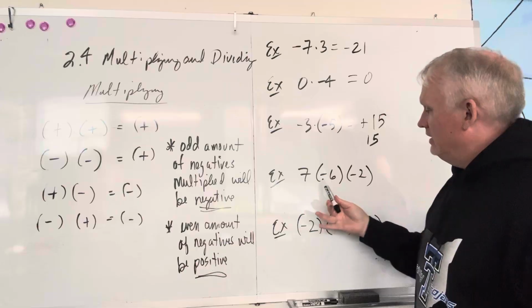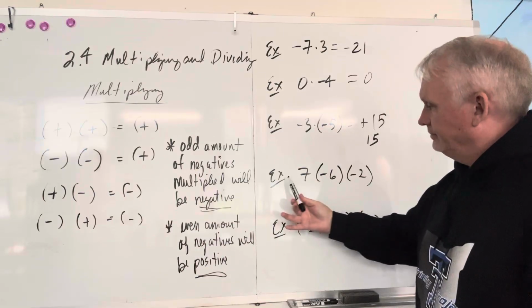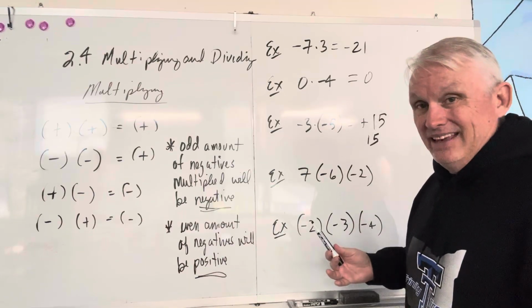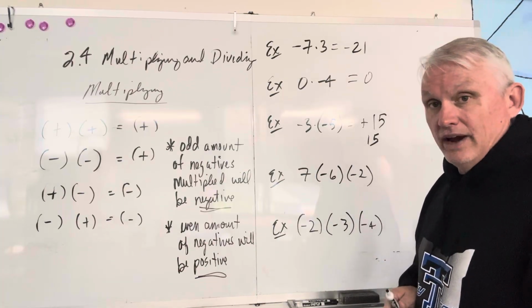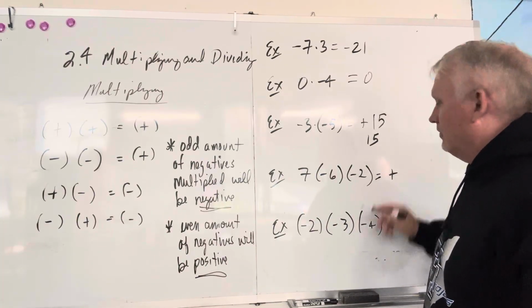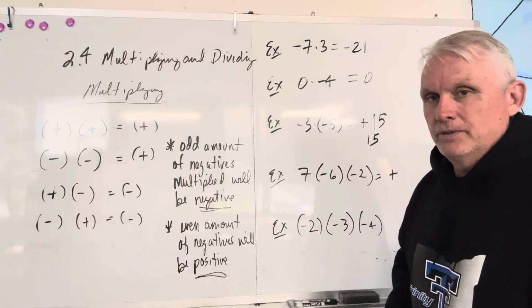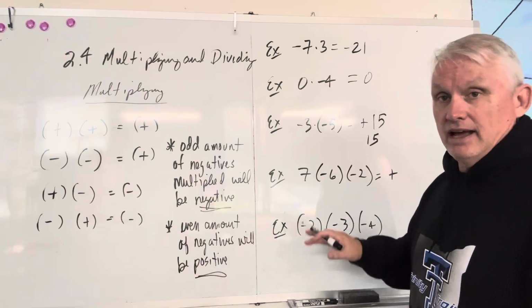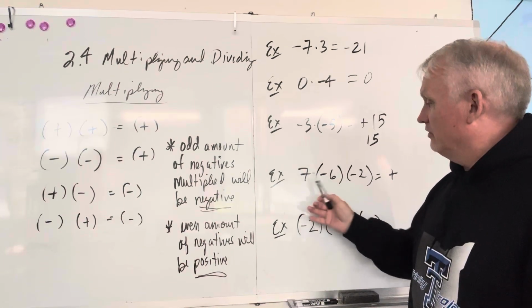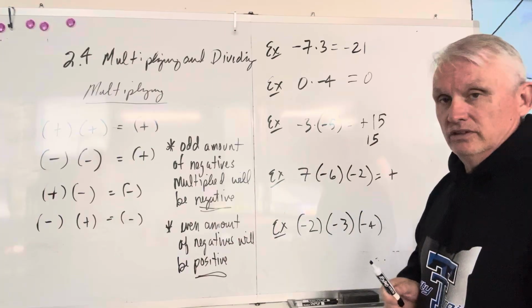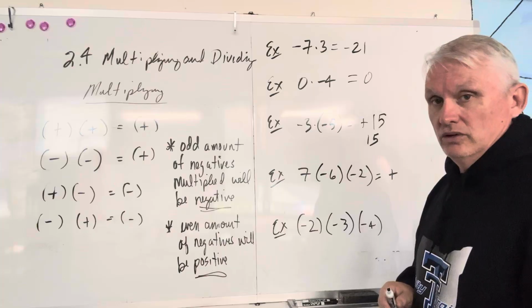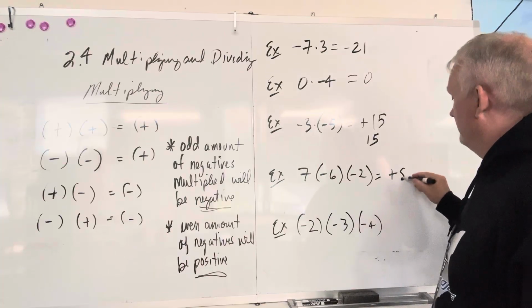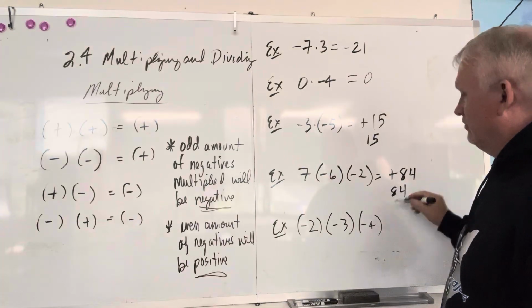I don't care how many numbers I put in a string. There's an even amount of negatives, so your answer is going to be positive. I take care of that right away, and then I just multiply numbers. Now here, is this easy? Absolutely not. You could do it a couple different ways. You can go from left to right. 7 times 6, 42. 42 times 2, 84. Or you can just write 84.